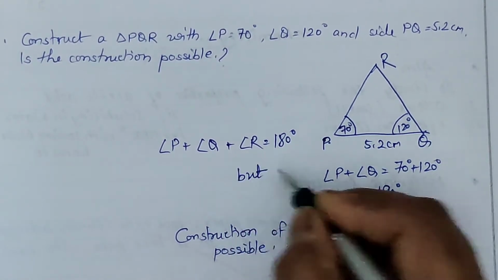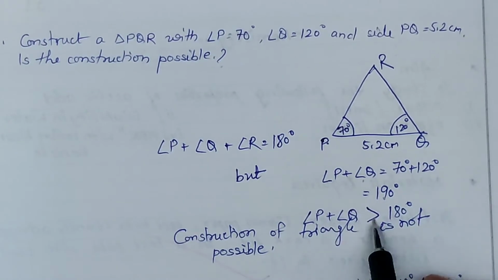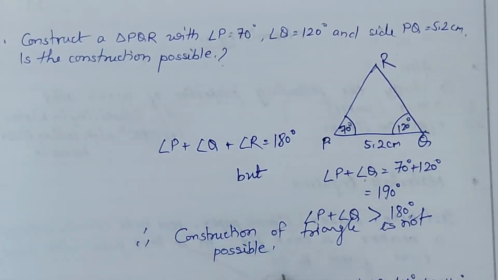But the sum of two angles is 190 degrees, which is greater than 180 degrees. Therefore, the construction of the triangle is not possible.